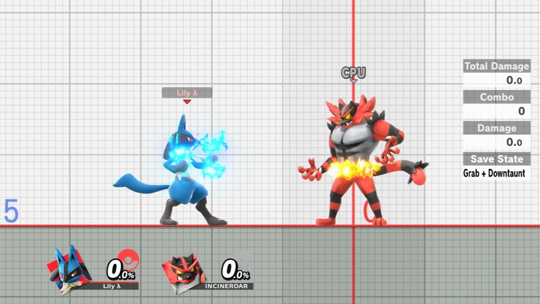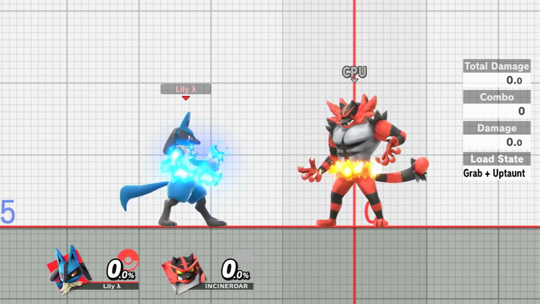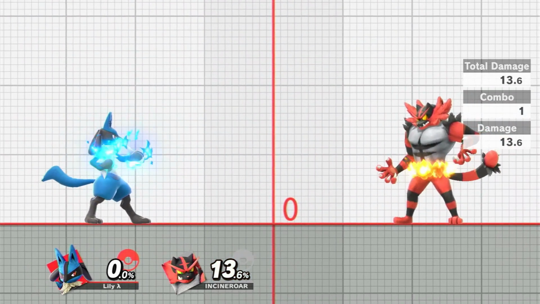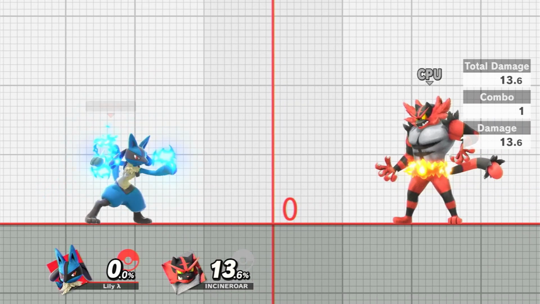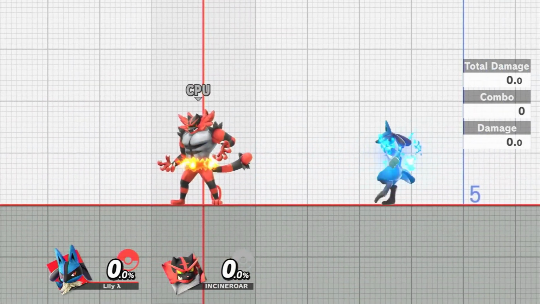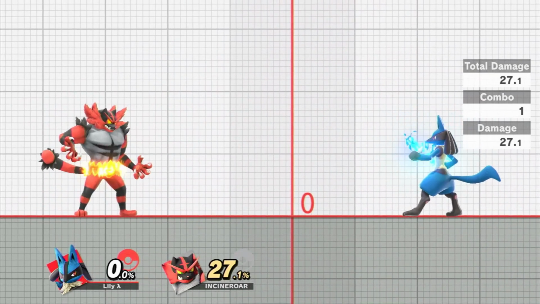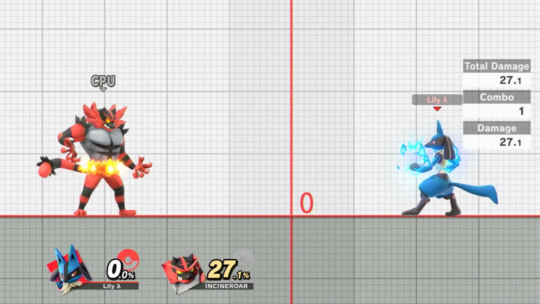And if we test this in Smash, if I do F Smash to Incineroar, it does 13.6 when he's facing towards me. But if I go to the other side of him and do F Smash, it does 27.1%, which is roughly 2 times that.